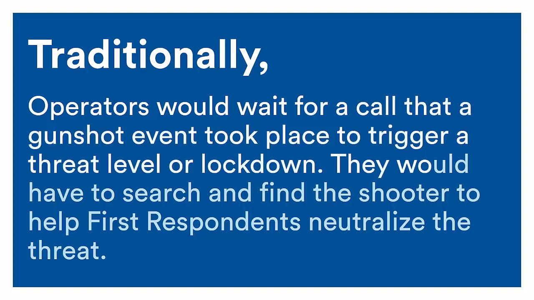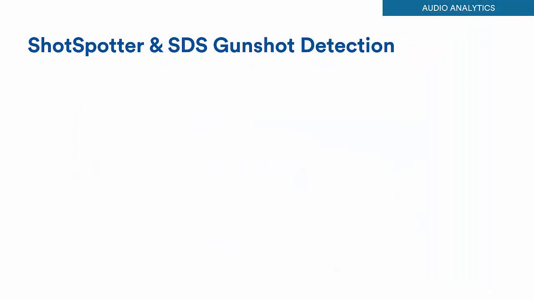Traditionally, operators would wait for a call that a gunshot event took place to respond accordingly, and then, of course, trigger a threat level or lockdown procedure and follow their operating procedures. Or operators would trigger the threat level based on perceiving an active shooter threat. They would have to search and find the shooter to help the first responders neutralize the threat. This is an inefficient way to deal with a threat, especially when moments matter.